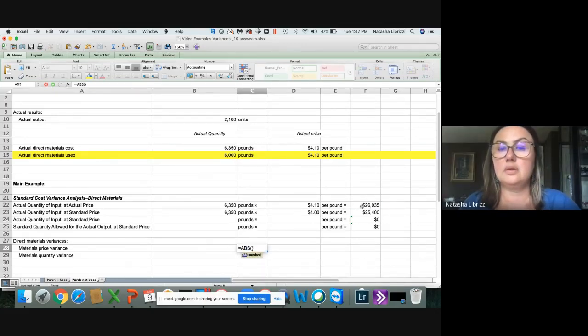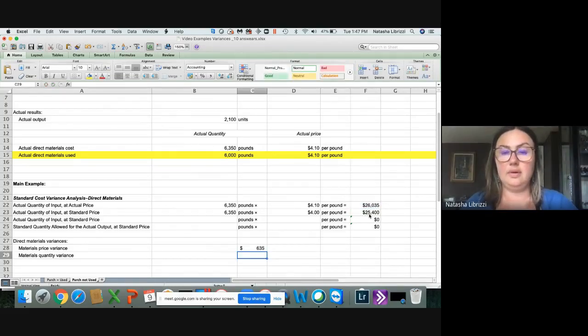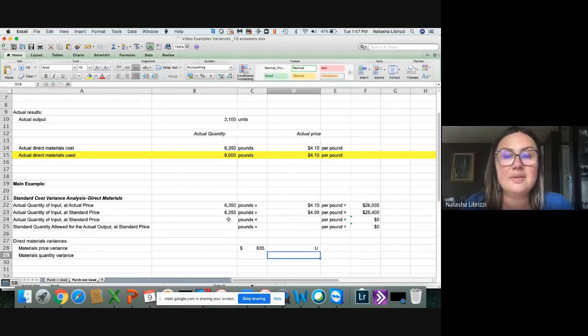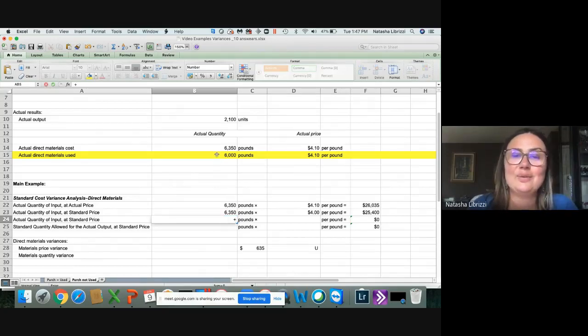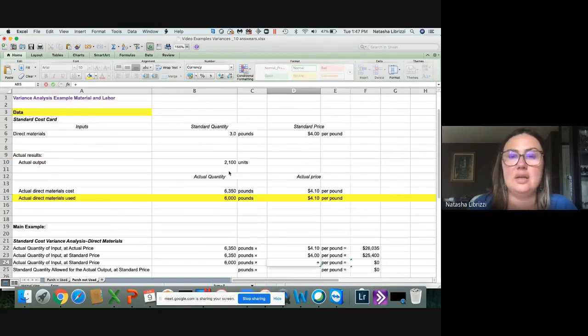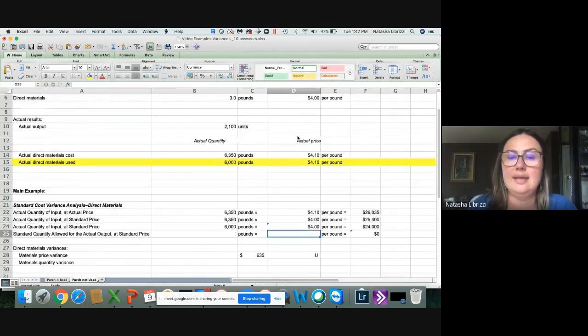I just want to make sure I show you guys this to ensure that you can do this. Okay, 635. And yes, it's still unfavorable. But for material quantity variance, I cannot use 635 because the actual quantity of input is only 6,000. This is the actual direct material used, so I have to use that number, not 63. So now I'm going to use what I used in production. I still have to use a standard price, so that did not change.